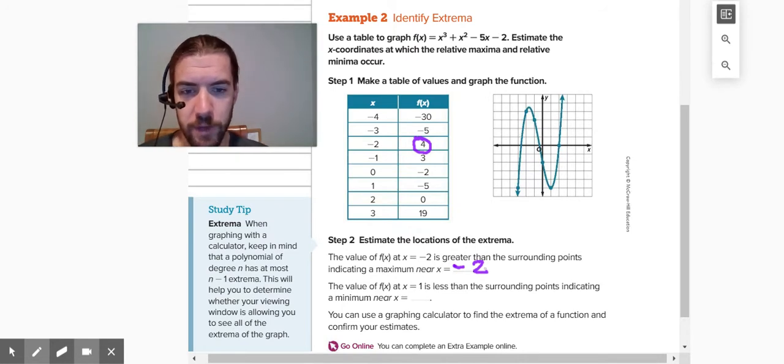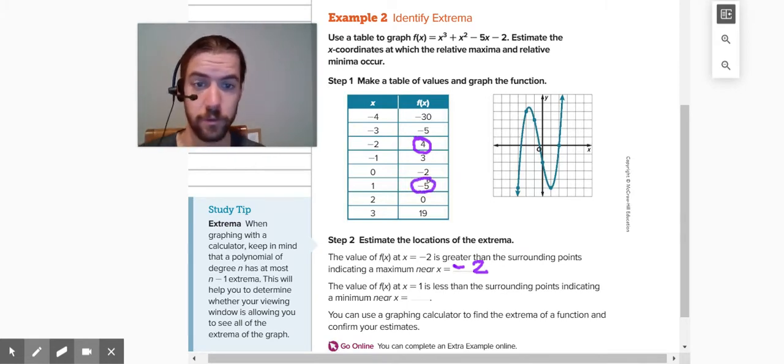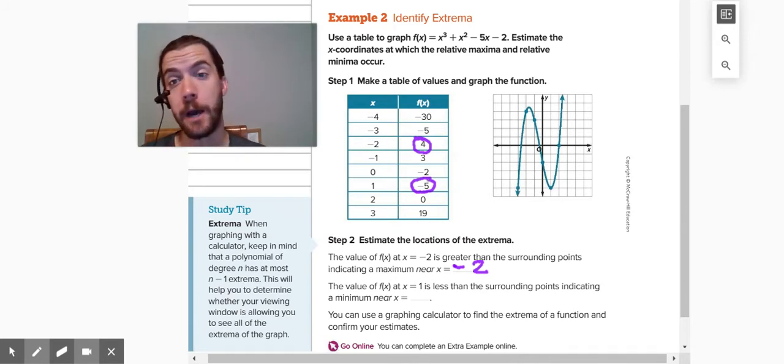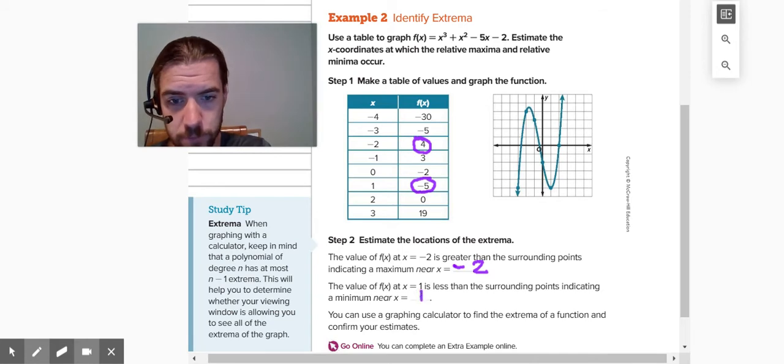The value of f of x at x equals 1, however, is less than the surrounding points. So -5 is less than -2, and it's less than 0, the two values on either side on our table. So we would assume that we would have a minimum near 1. It may be at 1, it may not be at 1, but we know it'll be nearer to 1 than it is to 0 or it is to 2. Okay, so at x equals 1.